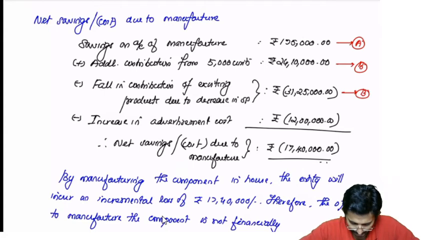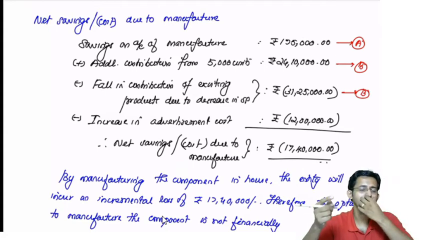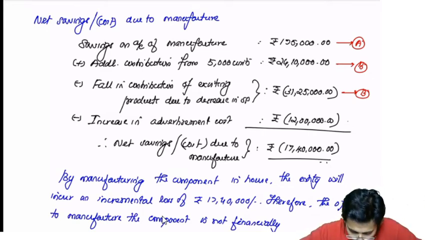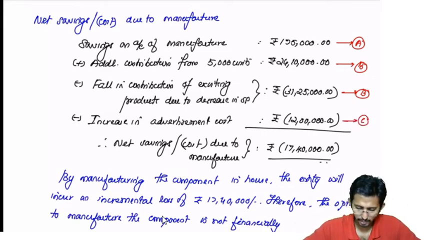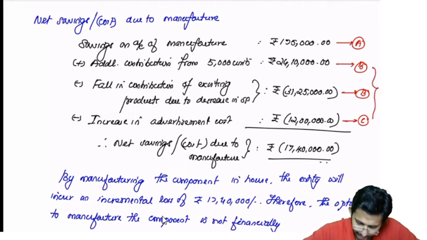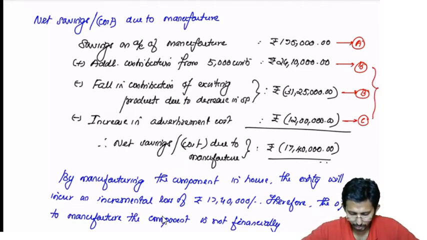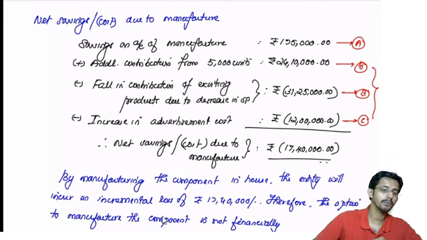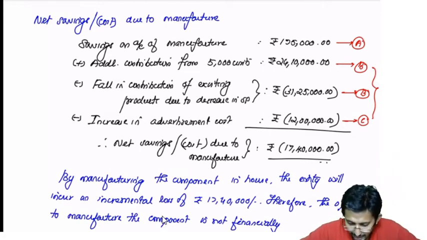This is fall in contribution of existing products due to decrease in selling price. Why do you have to decrease the selling price? You need to decrease the selling price only to sell 5,000 additional units. Am I right? So this is also purely due to B. Now, what about this increase in advertisement cost? The advertisement cost is required only if you are planning to sell additional 5,000 units. So this is also due to B. Now, if you see these three together, it will be 24 lakh 10,000 minus 31 lakh 25,000 minus 12 lakhs. It comes to 19.15 lakhs, which is an additional cost.